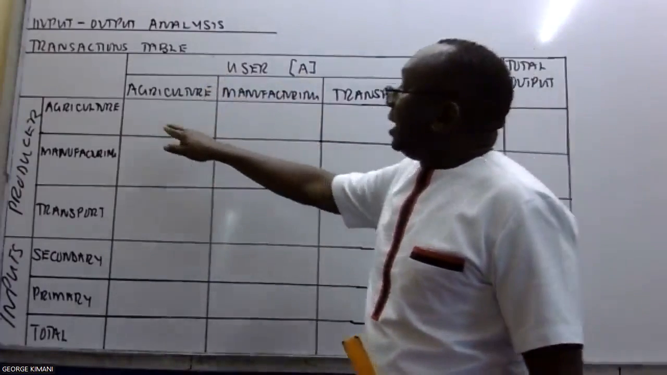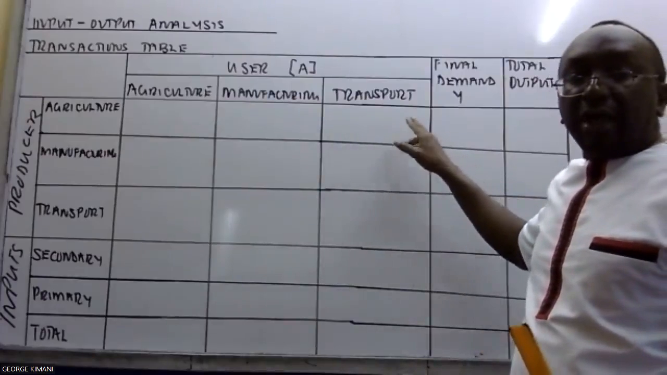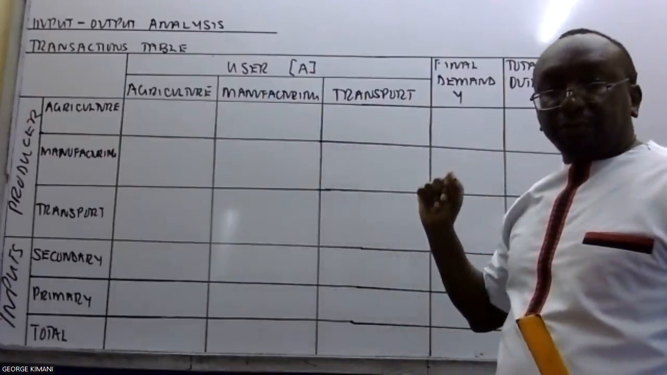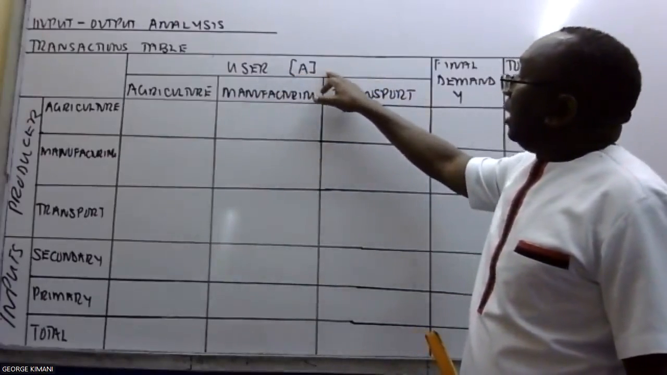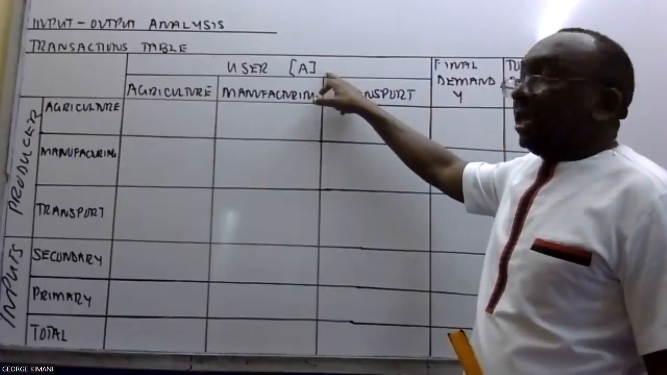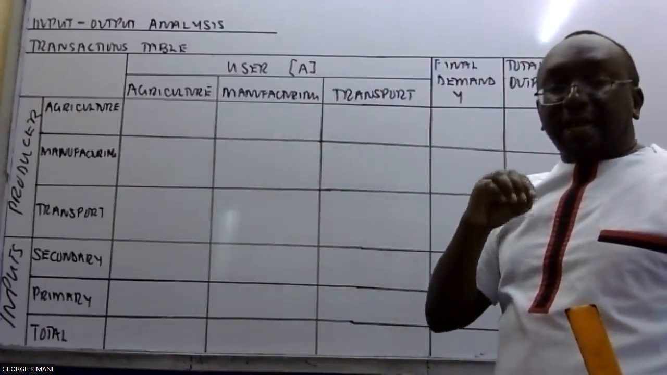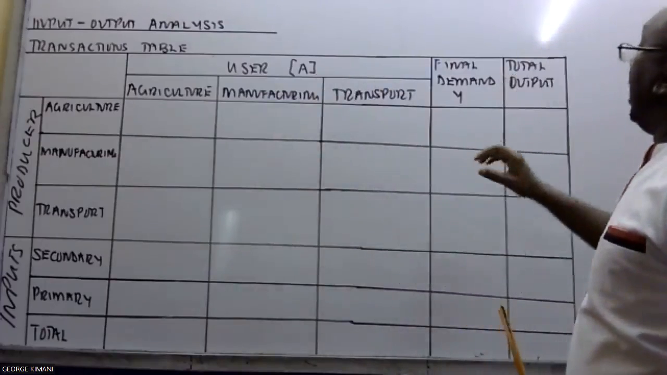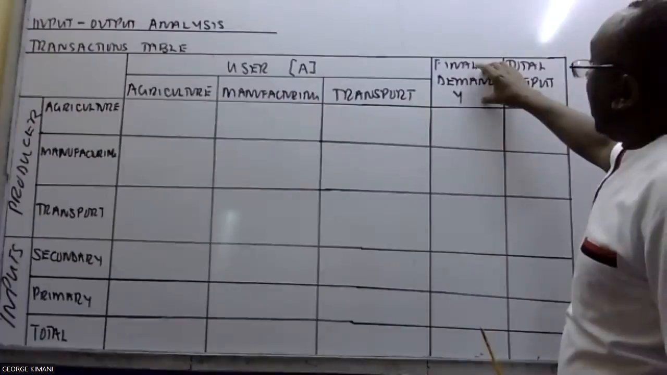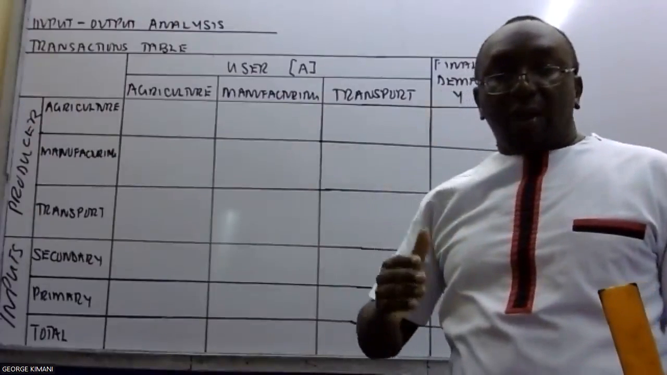Then when you are interpreting a row this way, it shows the output, how the output is used. Now this, what we are calling user, denoted by matrix A, is called intermediate demand. It is what the sectors themselves use. And then this final demand is used by external persons who are not in the sector.